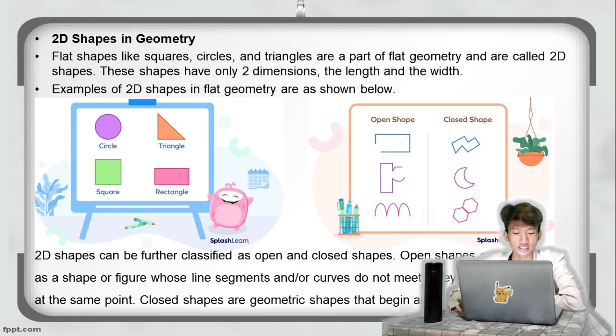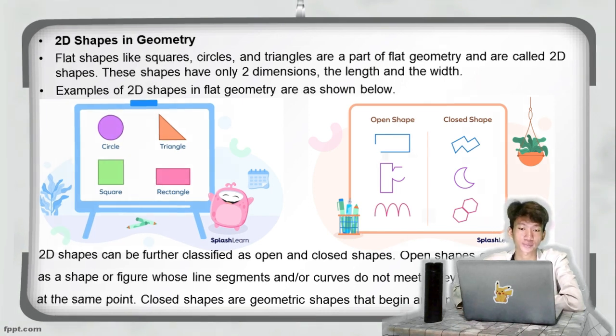2D shapes can be further classified as open and closed shapes. Open shapes can be defined as a shape or figure whose line segments and/or curves do not meet. They do not start and end at the same point. Closed shapes are geometric shapes that begin and end at the same point.